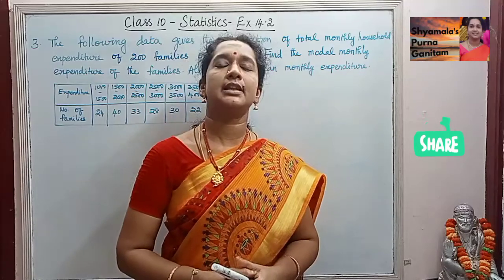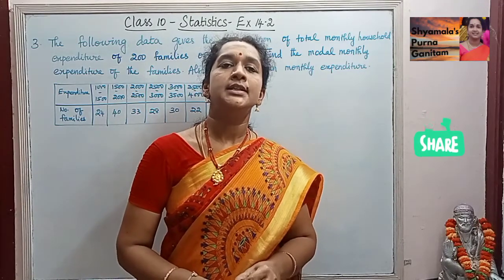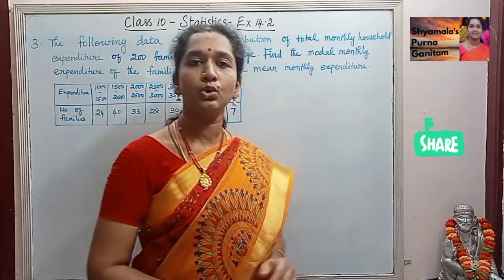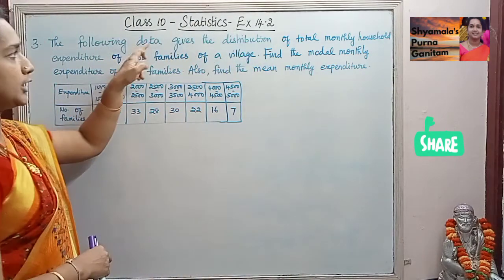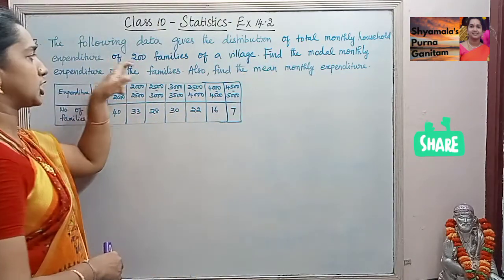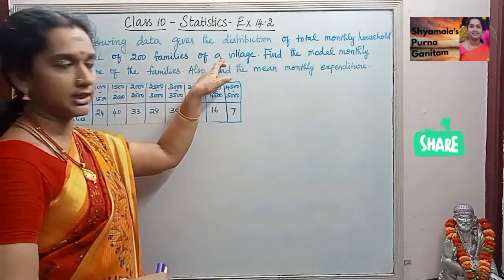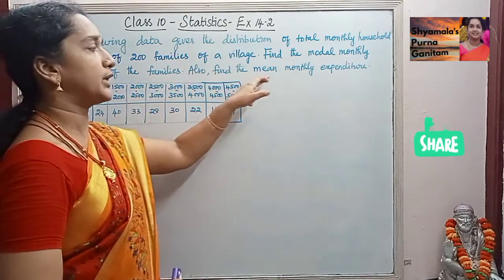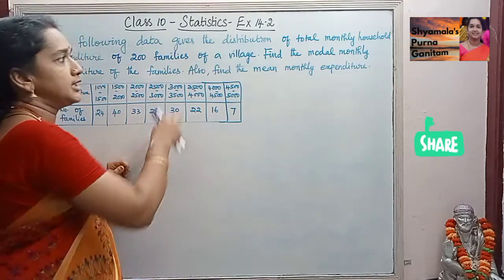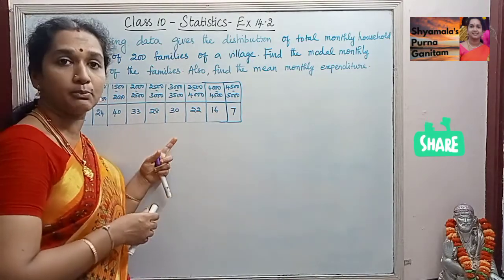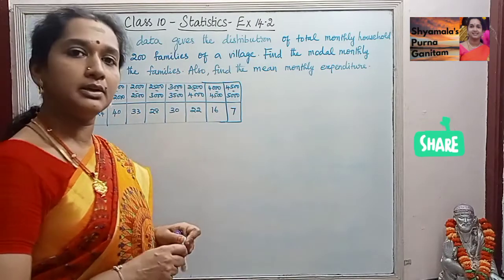Good morning students. In this class, I will be doing class 10 CBSE syllabus, 14th chapter Statistics, exercise 14.2, third sum. The following data gives the distribution of the total monthly household expenditure of 200 families of a village. Find the modal monthly expenditure of the families. Also find the mean monthly expenditure. So we need to calculate both. First we'll calculate the mode, then we'll calculate the mean.